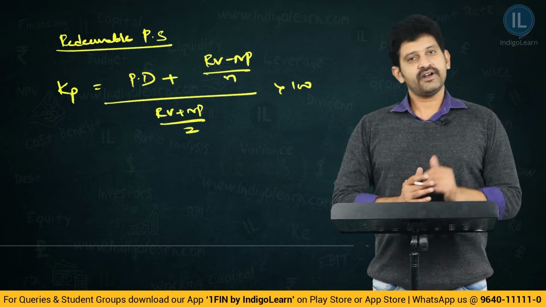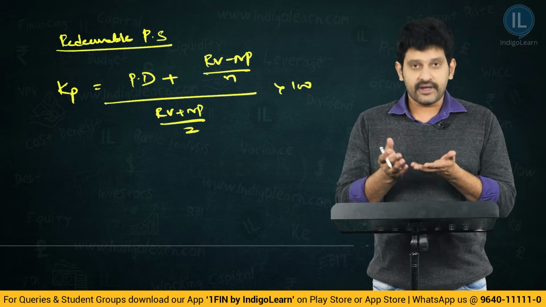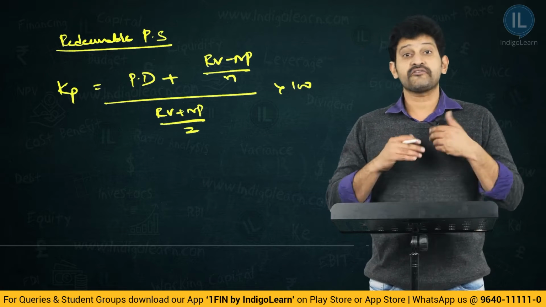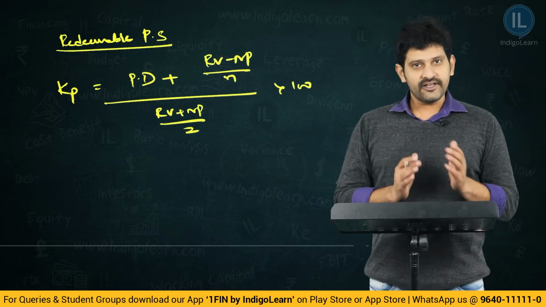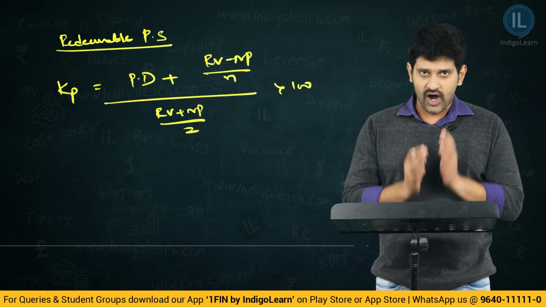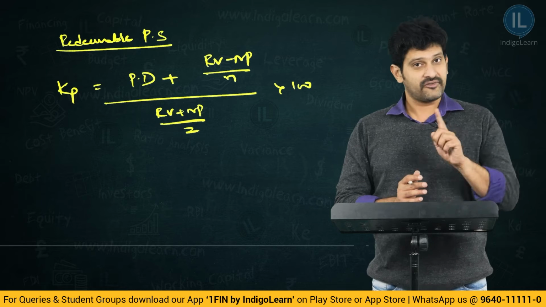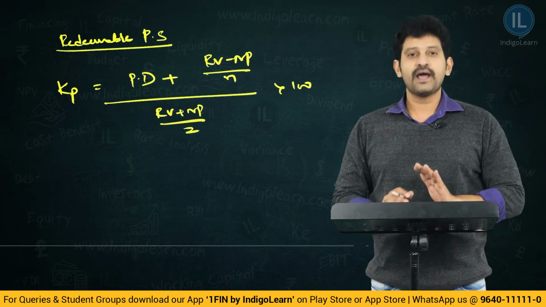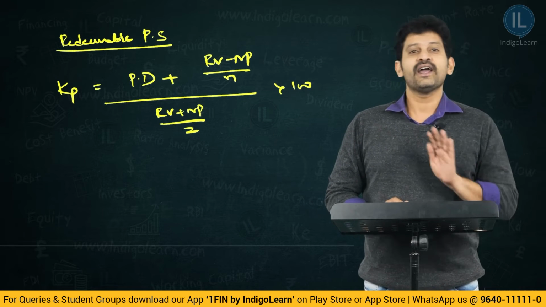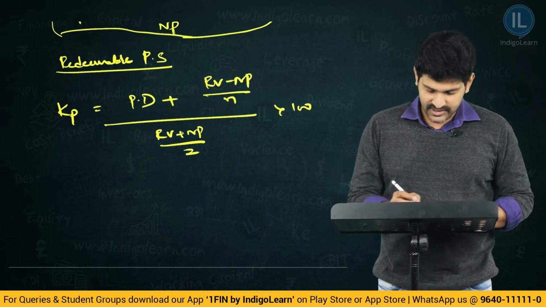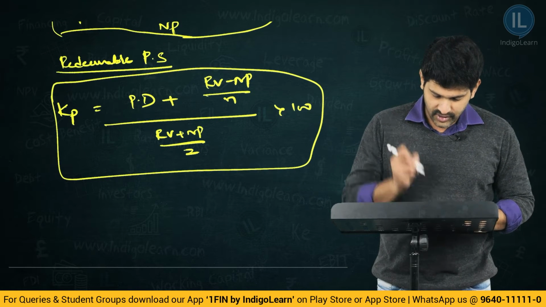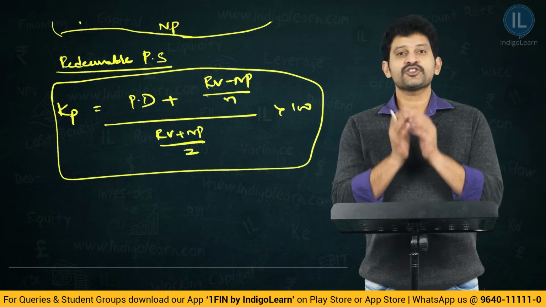Absolutely no. Friends, just like our interest, even preference dividend is also a fixed cost, a committed cost. Therefore, the nature of computation of cost is the same. Only thing is there interest is tax deductible, therefore we said into 1 minus tax. Here preference dividend is not tax deductible, hence we will not write it. And this is the formula of cost of redeemable preference shares.